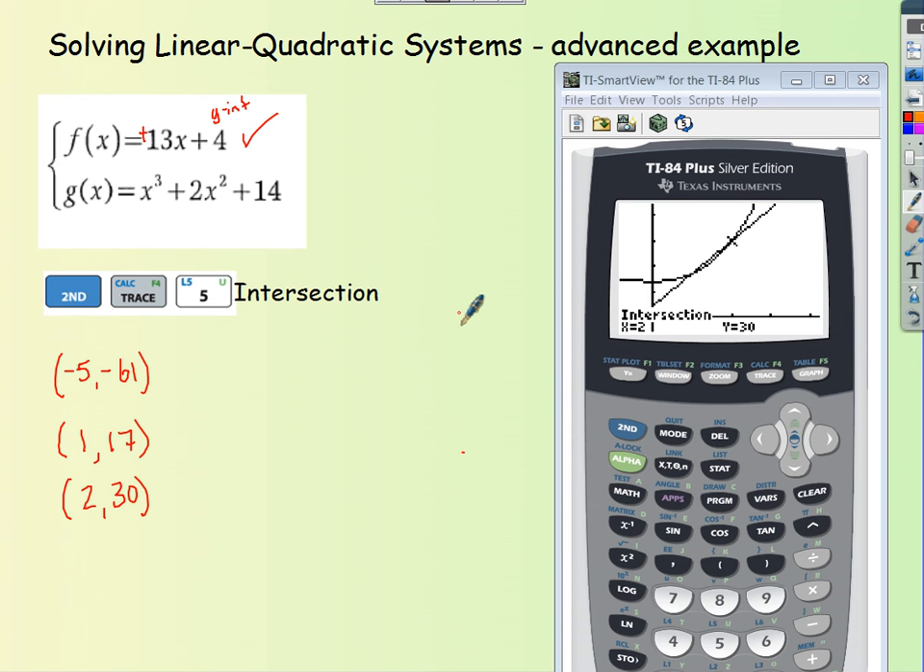All right, so that was solving a system of equations, a more advanced example to look at how we can use our zoom feature and how we can change our window a little bit. It's really just a matter of becoming familiar with the calculator and familiar with these 5 keys across the top.